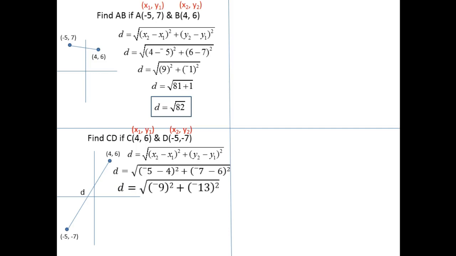You should get the square root of -9 squared plus -13 squared, or they might both be positive if you subtract it the other way. Does it matter which one's x1, y1, and which one's x2, y2? It doesn't matter at all, so it's fine either way.